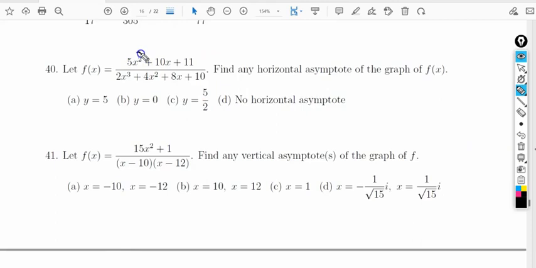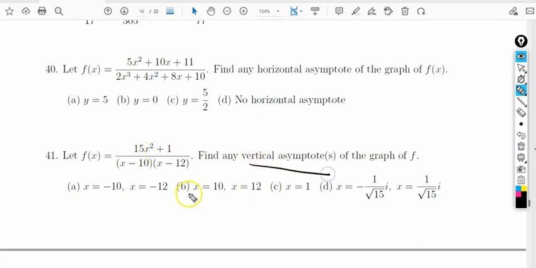And if this problem had been that, then this would have been the answer, because if the degree of the numerator is bigger than the degree of the denominator, there's no horizontal asymptote. So it's randomly generated every year to be one of those three.